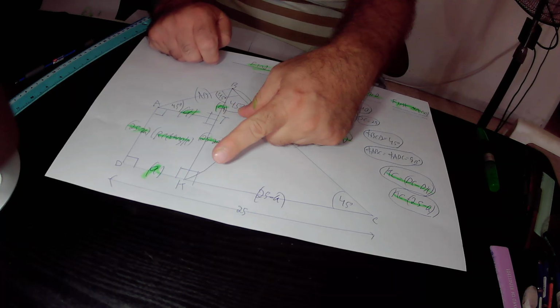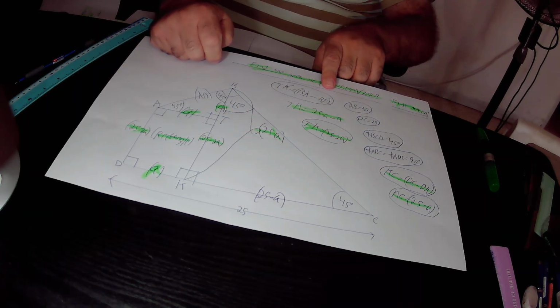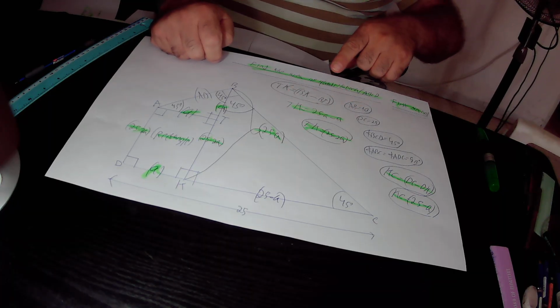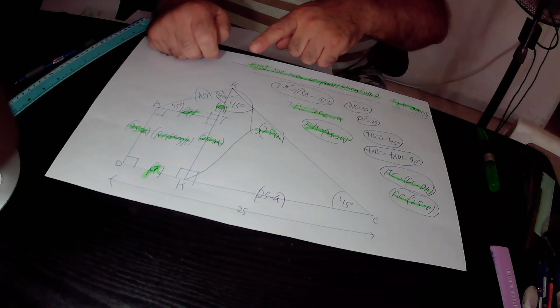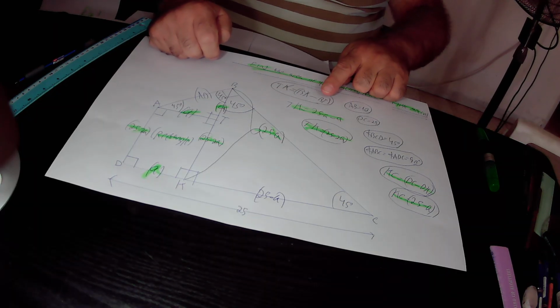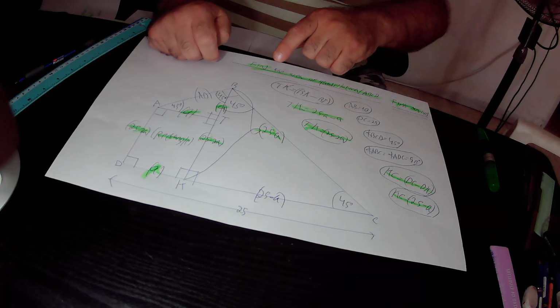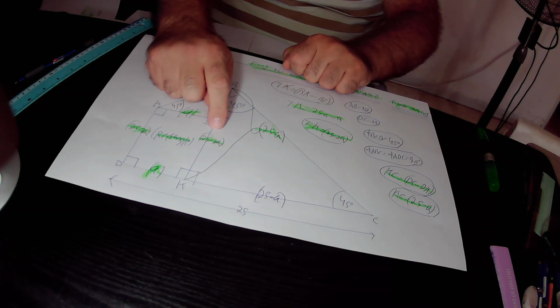What is the length of TK? TK equals BK minus BT. So TK equals BK, that is 25 minus A, minus BT, that is A. So in total, TK equals 25 minus A minus A, that is 25 minus 2A units in its length.